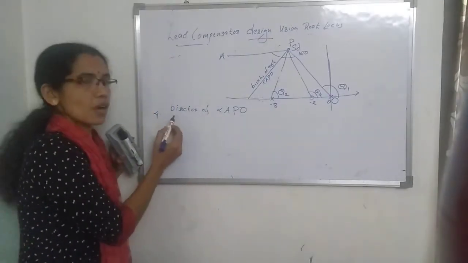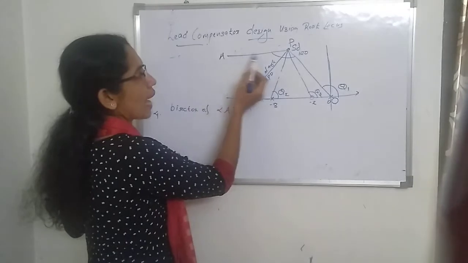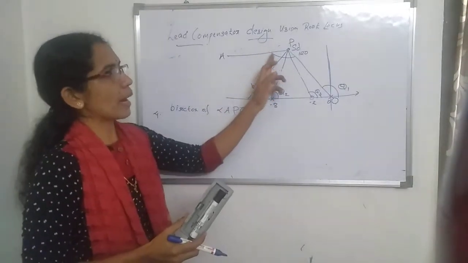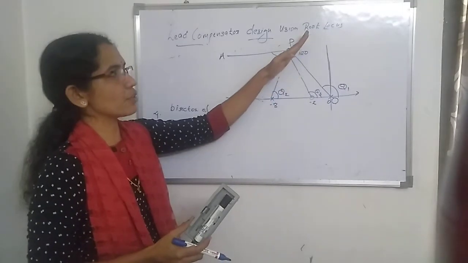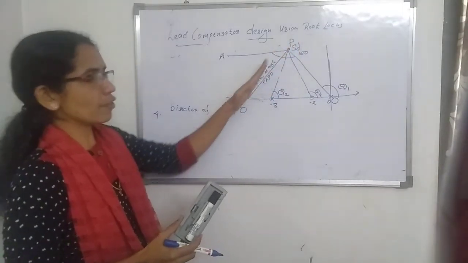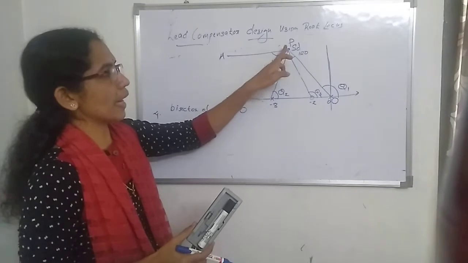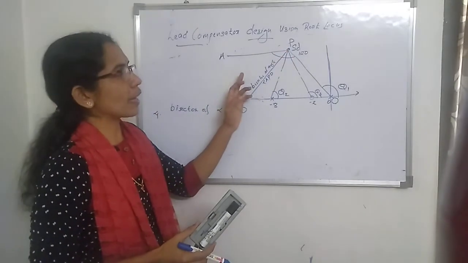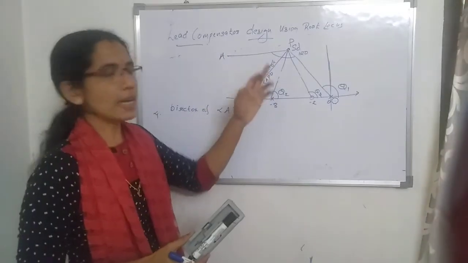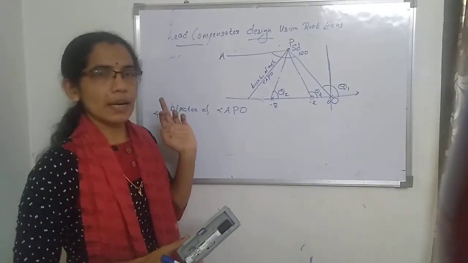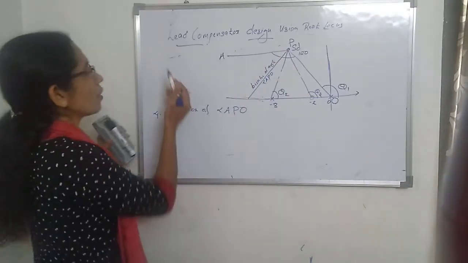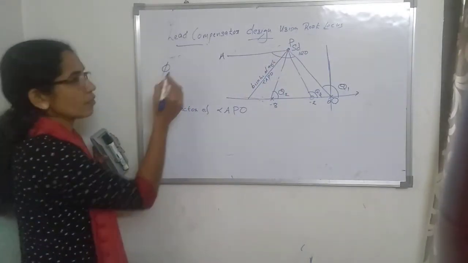Next step, fourth step: draw the bisector of this angle APO. The bisector of angle APO is drawn by first measuring the complete angle and drawing a line at half of this angle. Total 120 degree angle, the line at 60 degrees is called the bisector. If the total is 140 degrees, the line at 70 degrees is the bisector. So first draw the bisector at this point, and we have already found phi.